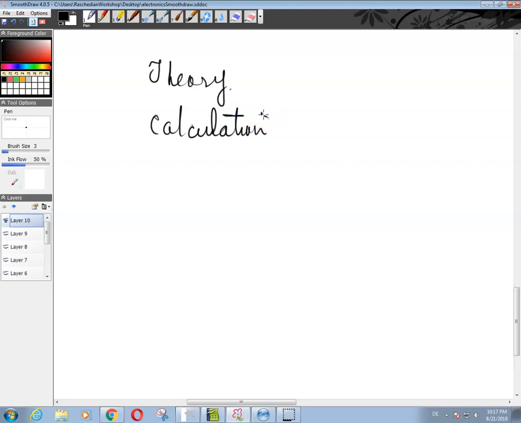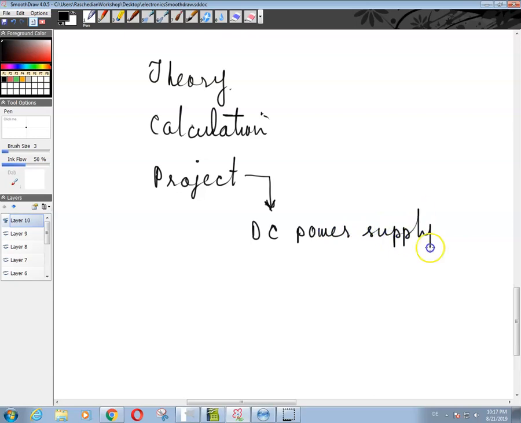and of course after each small part of theory and calculation, there is a project that you need to actually do, meaning building a simple circuit and reading some values. And for this part you need a simple, for example, DC power supply.